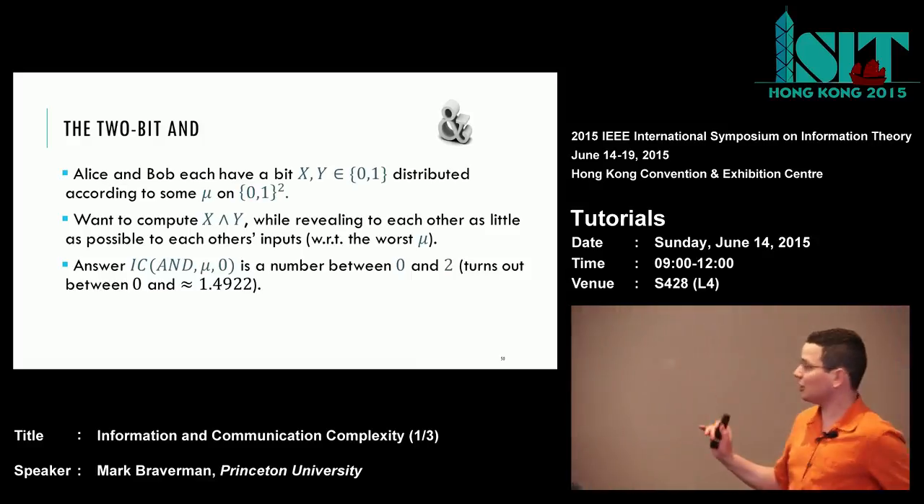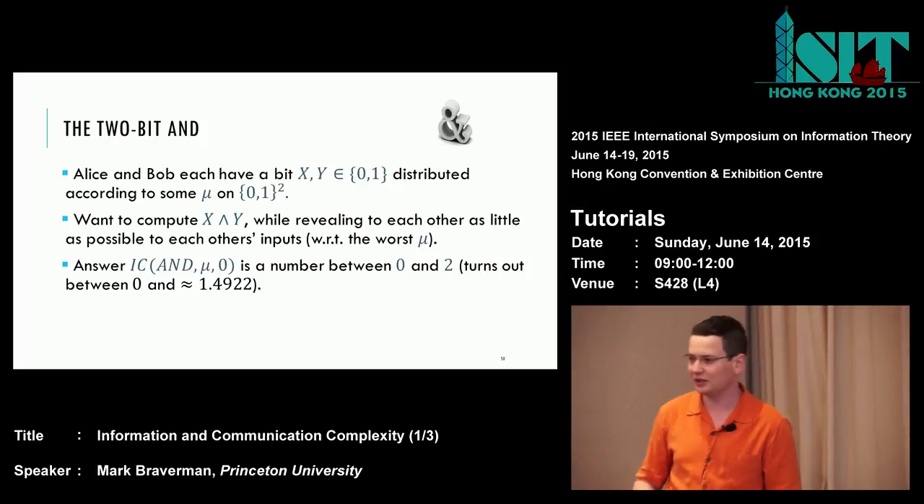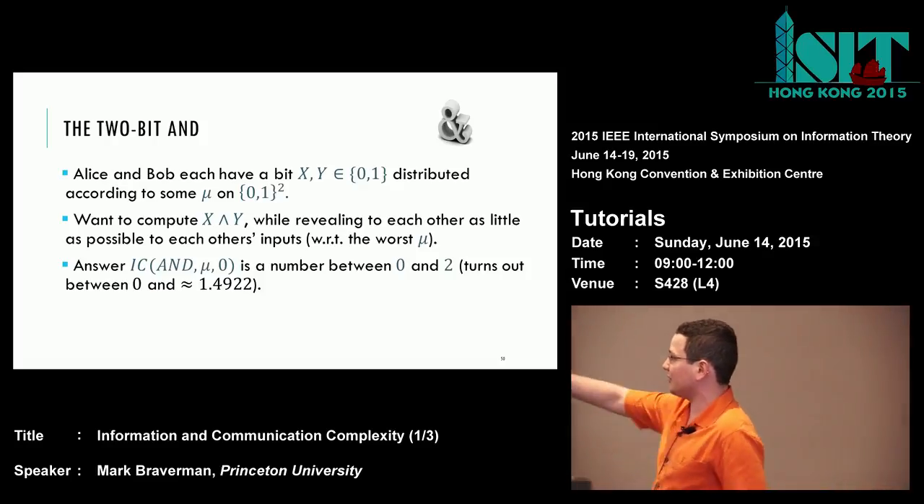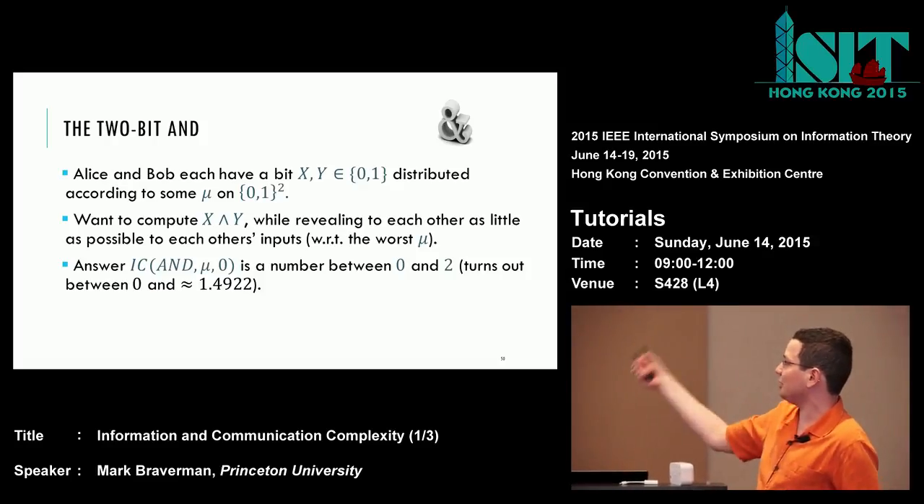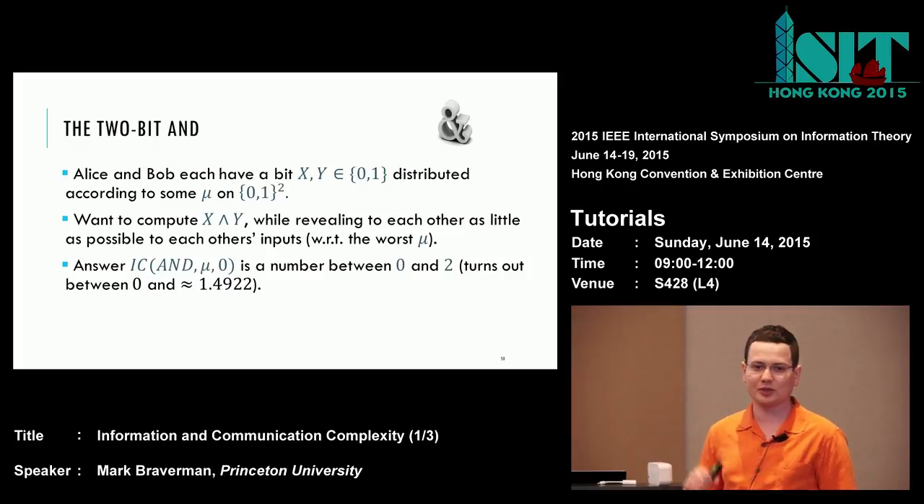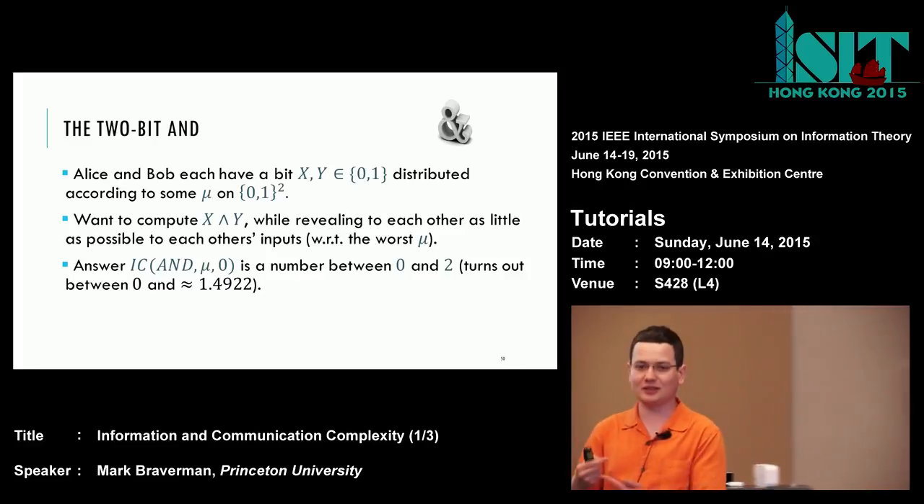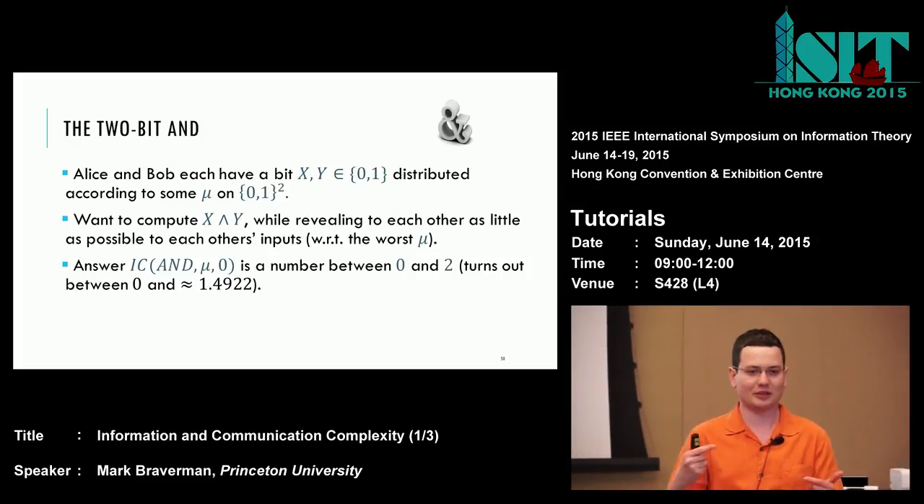So in case you were lost in the previous analysis, now it's a good place to reconvene. Here is a very concrete problem. Alice and Bob each get a bit, so it's 0 or 1. They want to compute the AND of the 2 bits. They want to know whether both bits are 1 or not. And they want to reveal as little information as possible to each other about their bits.